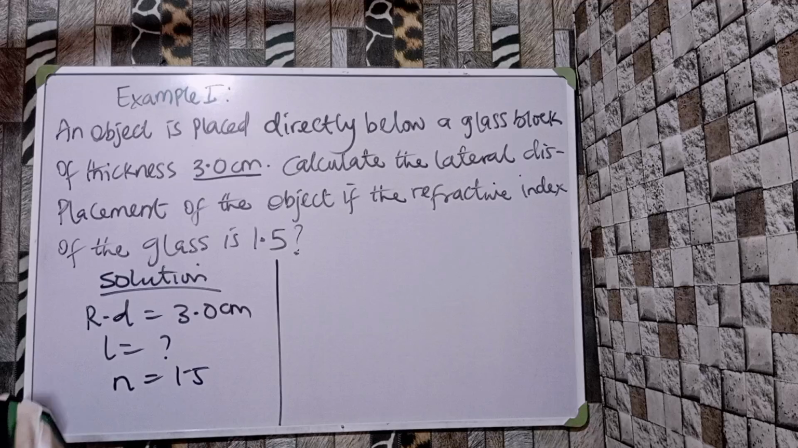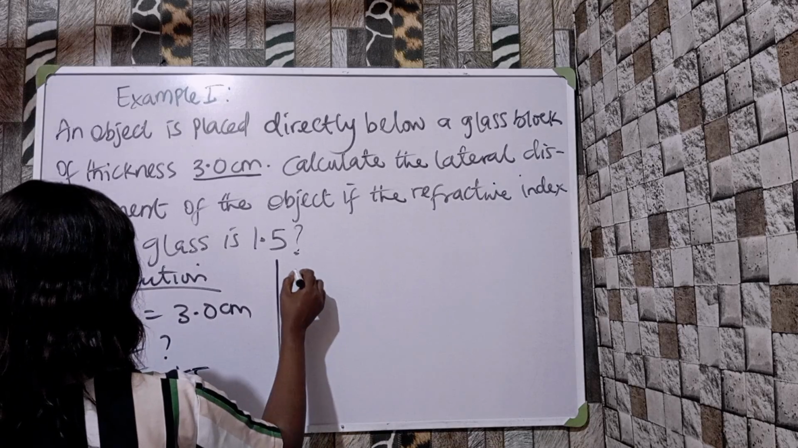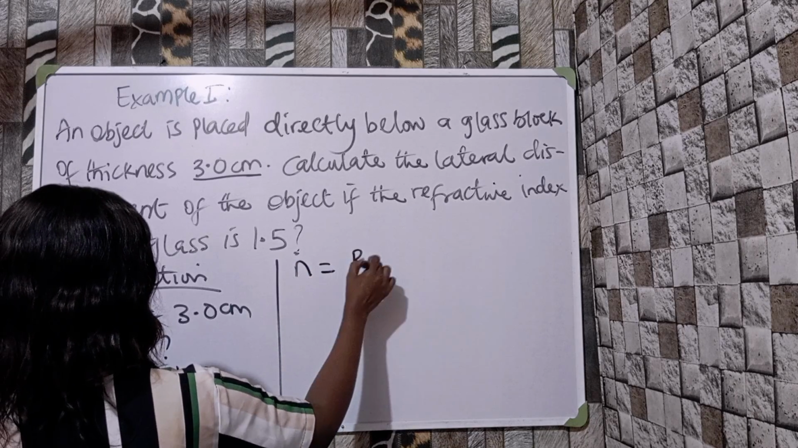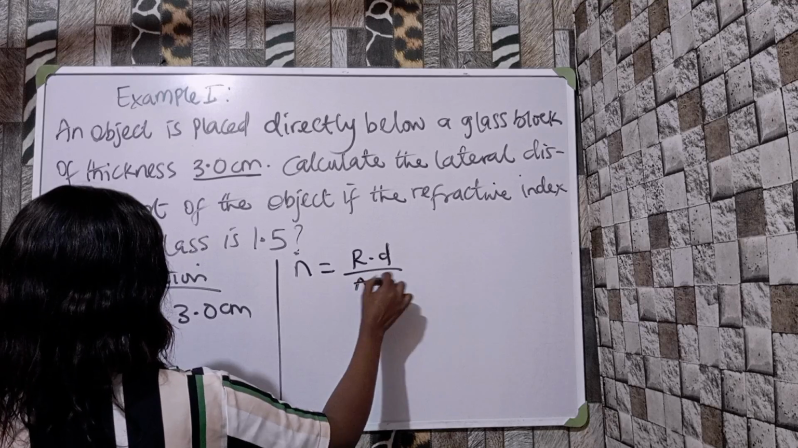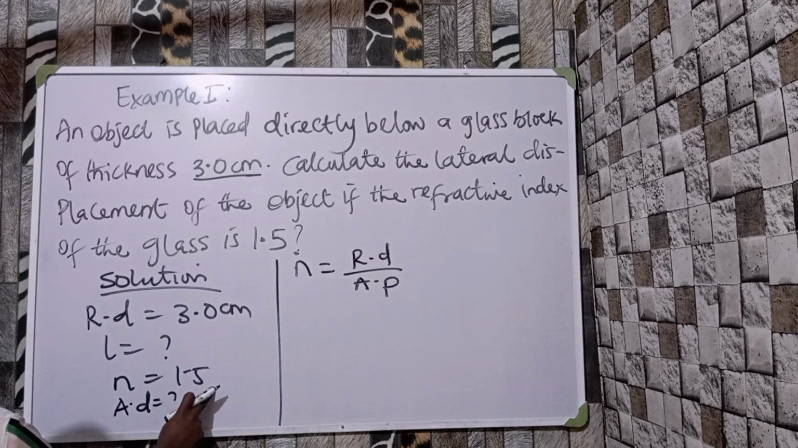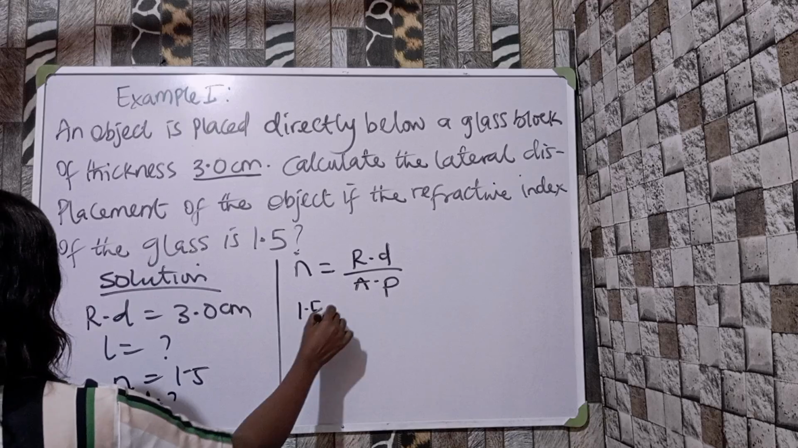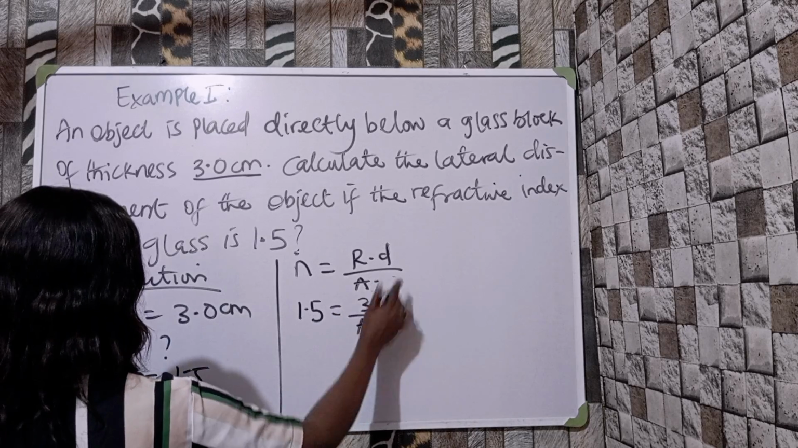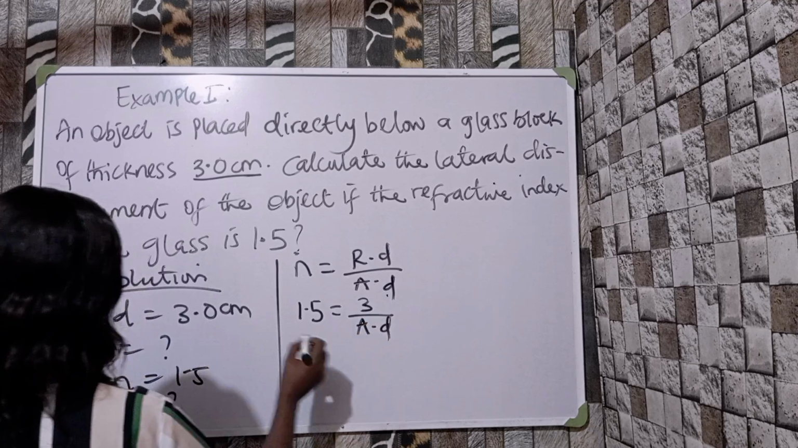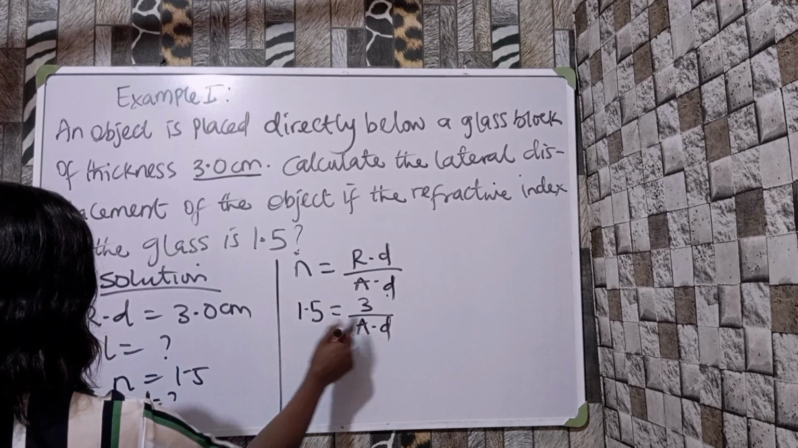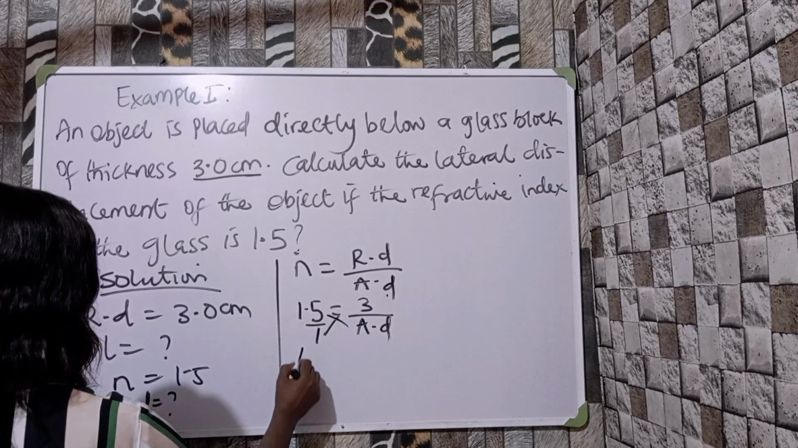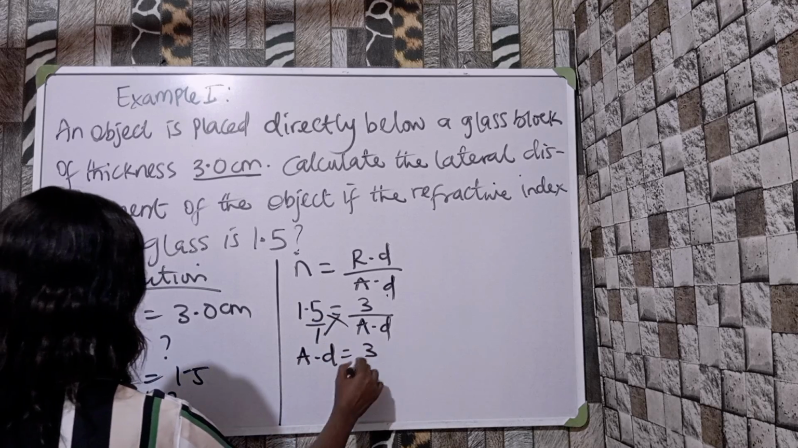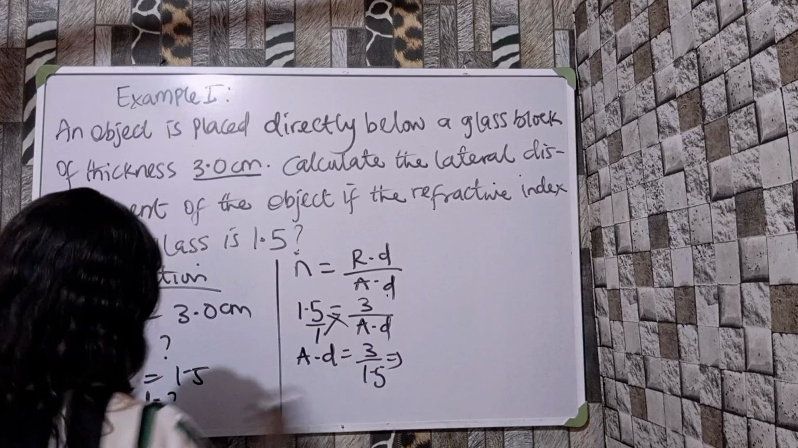But for us to get the lateral displacement, we must solve for apparent depth. So we are looking for apparent depth. So I'm going to use this formula. The refractive index is equals to real depth over apparent depth. My refractive index is given as 1.5, is equals to 3 over apparent depth, okay. Because I'm looking for this, we can say this over 1, cross multiply. Apparent depth is equals to 3 over 1.5, okay.